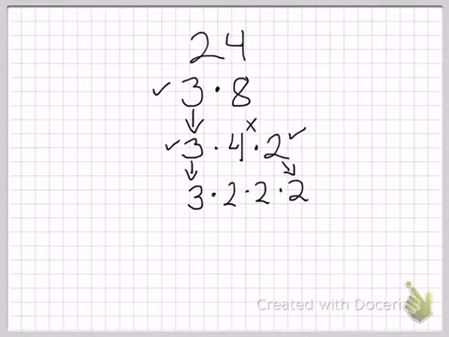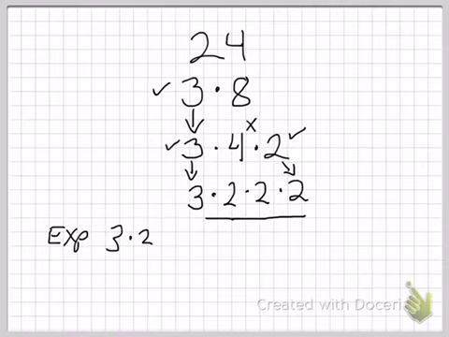You can always double check your answer. 3 times 2 is 6. And then 6 times 2 is 12, and 12 times 2 is 24. So we do get our original answer, so it checks out. The expression is going to be 3 times 2 times 2 times 2.